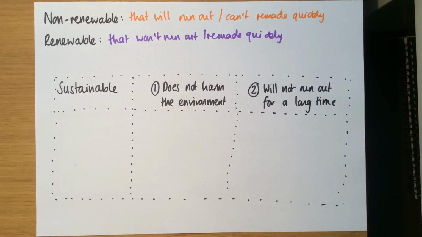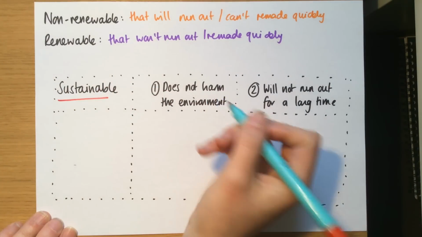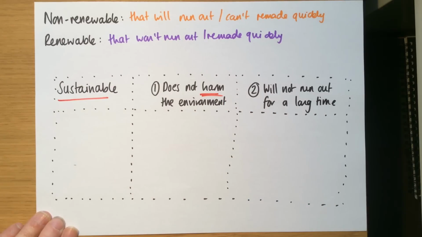So this comes on to our next section. We need to know about sustainability. Sustainable energy does not actually mean that it's just renewable. Okay, a sustainable energy source is one that A, doesn't harm the environment, and B, will not run out for a long time. Because sometimes there's some that will run out, but we've got a long, long time to think about that, so we can count it as sustainable.